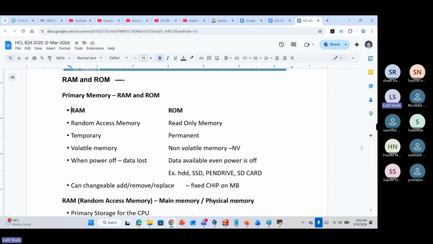RAM is random access memory, ROM is read-only memory. RAM stores data temporarily. The data in the ROM chip is permanent data, while the data going inside the RAM is temporary. RAM is an example of volatile memory. ROM is an example of non-volatile memory.